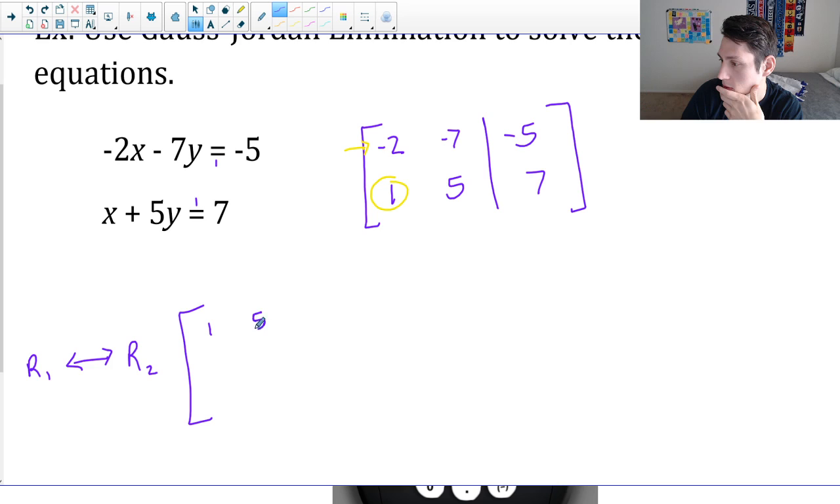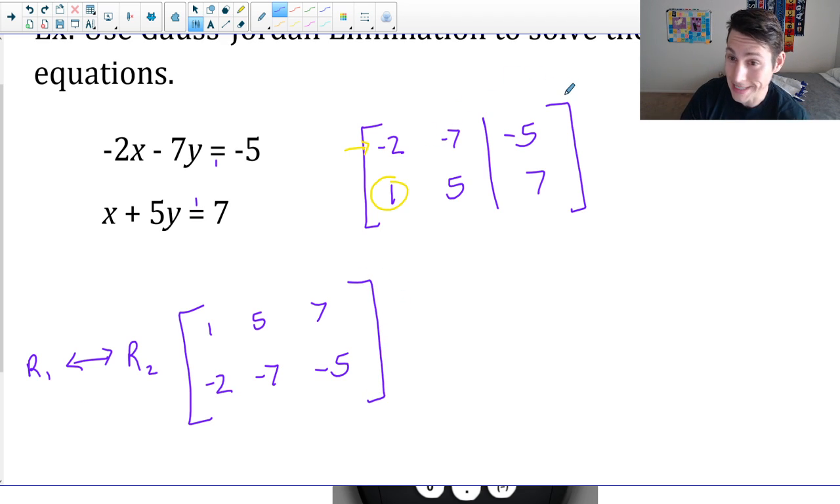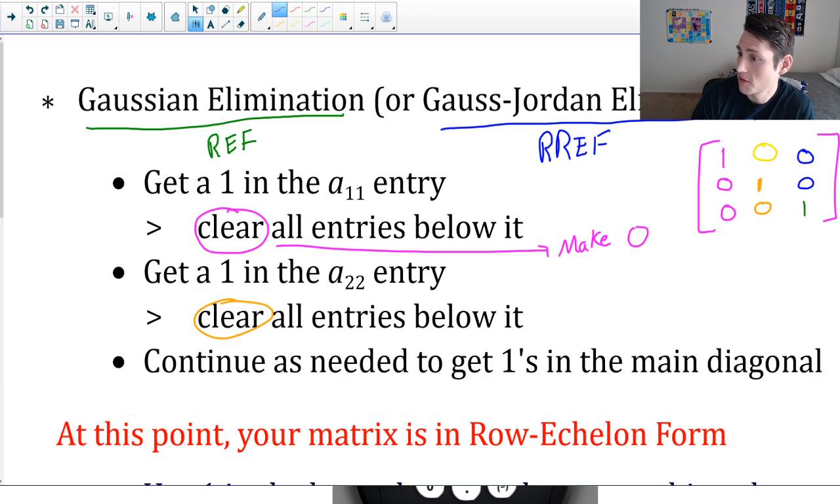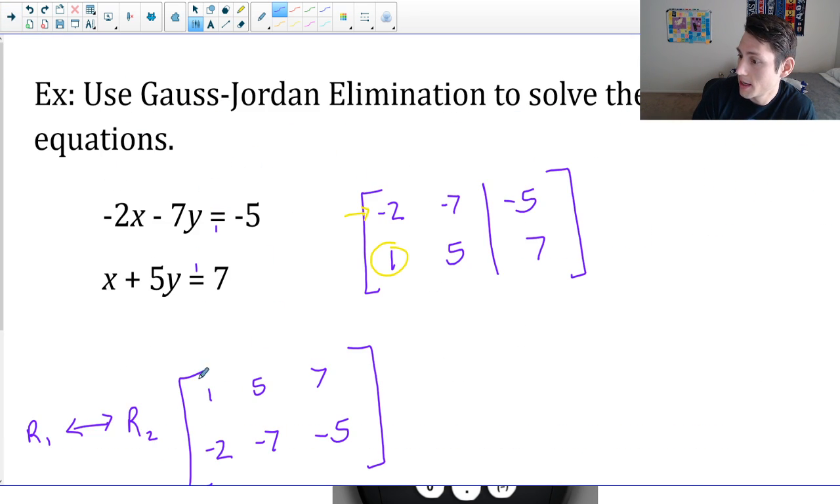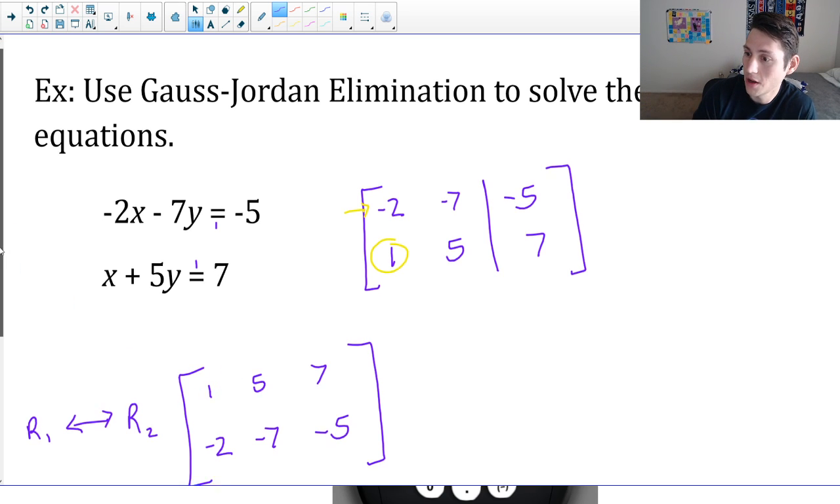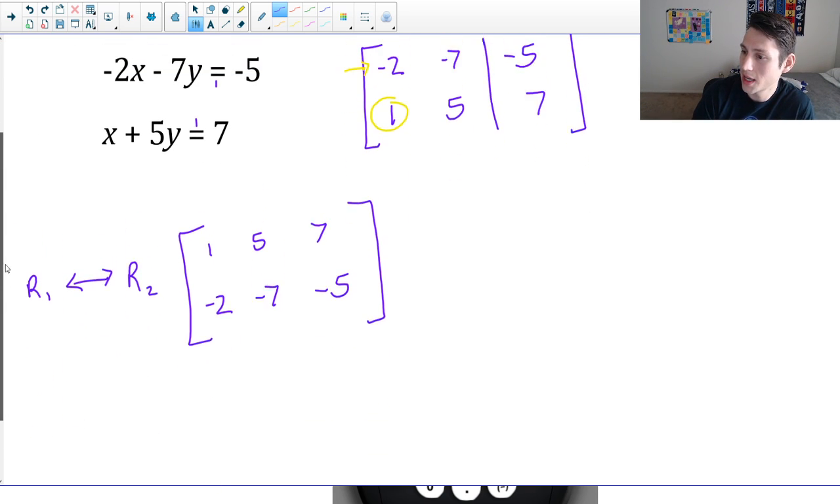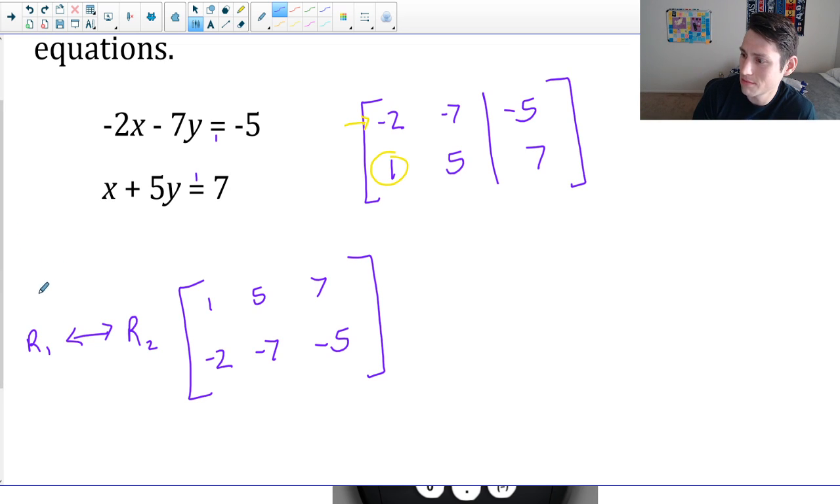So 1, 5, 7, -2, -7, -5. Easy. My first step is to get a 1 in the A11 entry. Great, I did it. There's a 1 here now. All I had to do was switch rows. Look for easy switches like that. If you already have a 1 in the correct column, but you just need it to be moved up or down, you can swap rows.